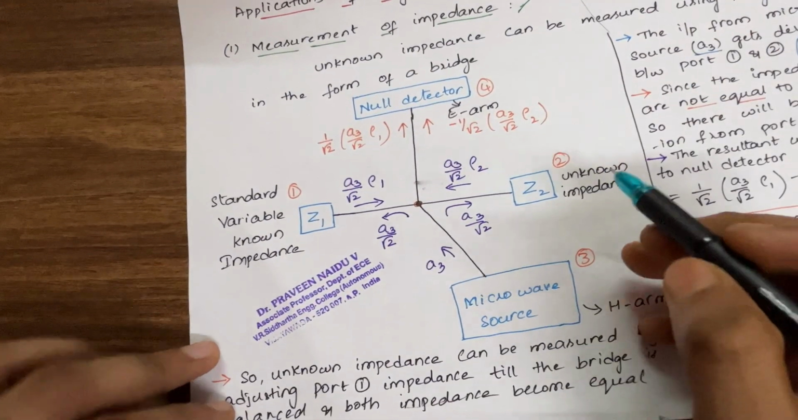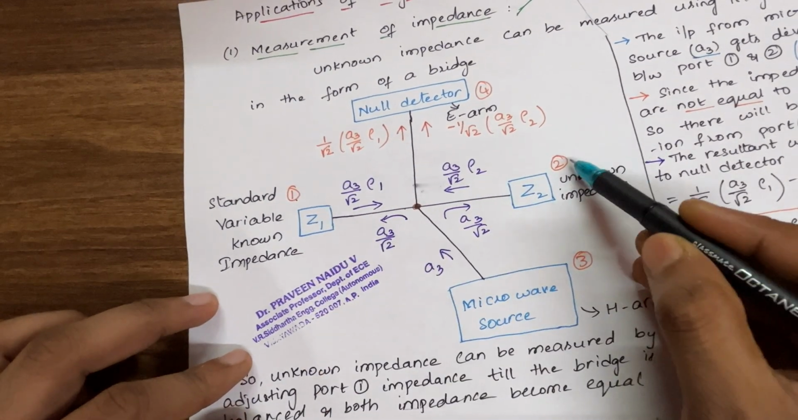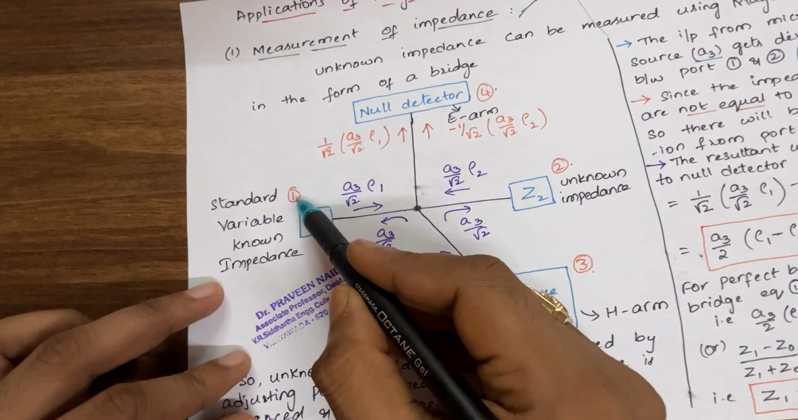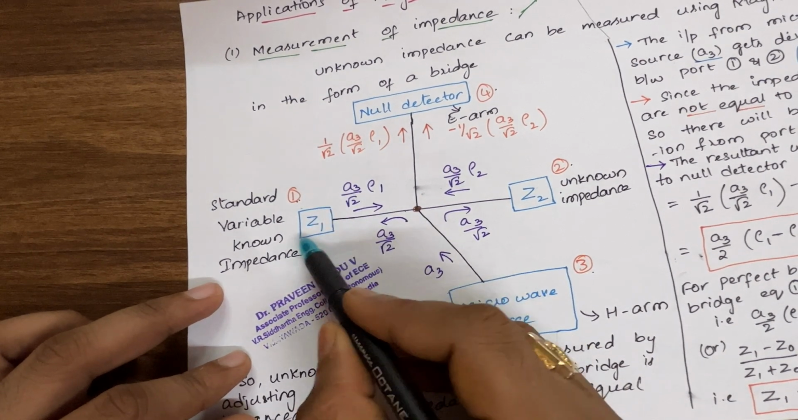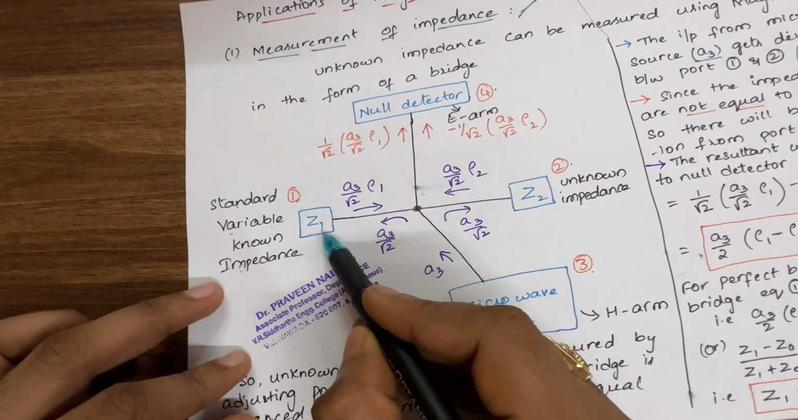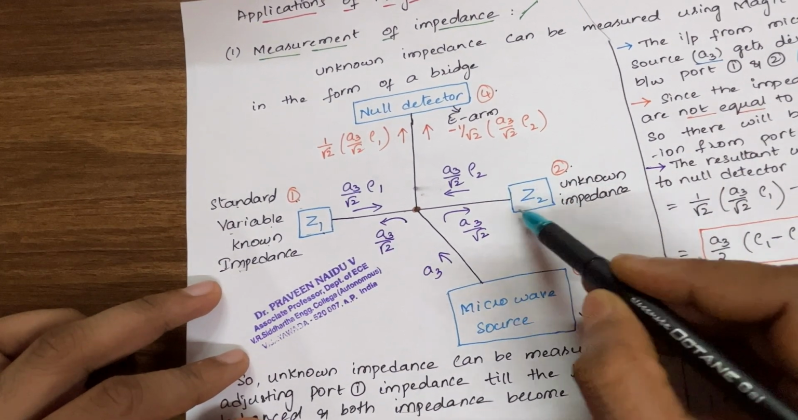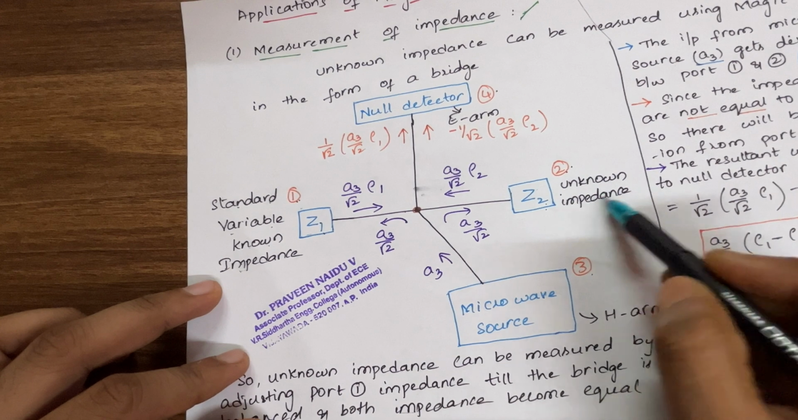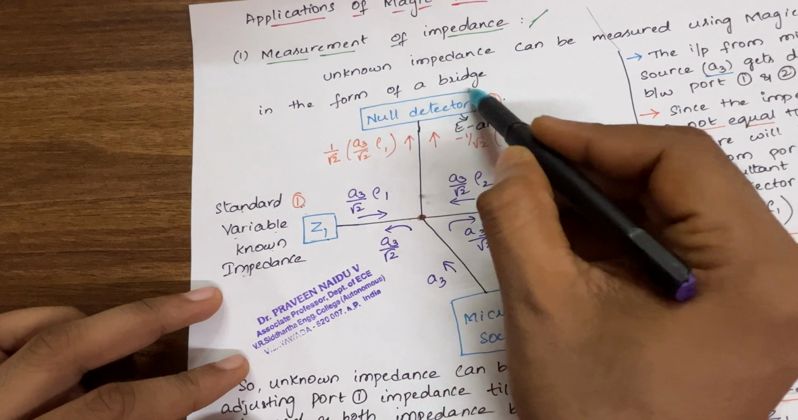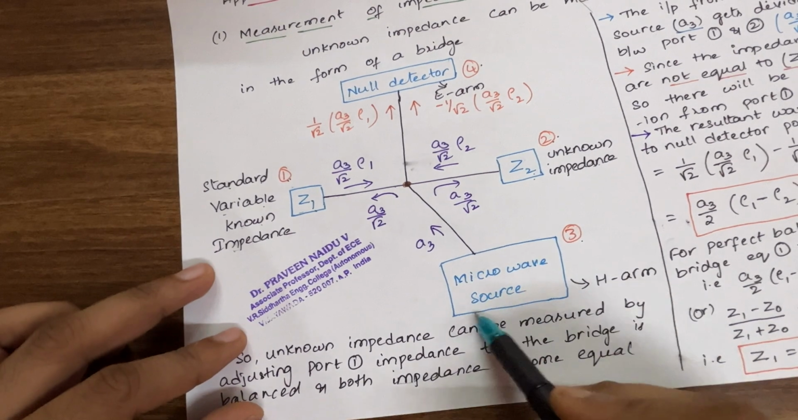So let's assume we have 4 ports here, port 1, port 2, port 3 and port 4 of a magic T. At port 1, we have connected a known impedance, Z1, which is a standard variable known impedance, and at port 2 we have connected Z2. The impedance of this Z2 is unknown. Across port 4 we have connected a null detector, and across port 3 we have connected a microwave source.